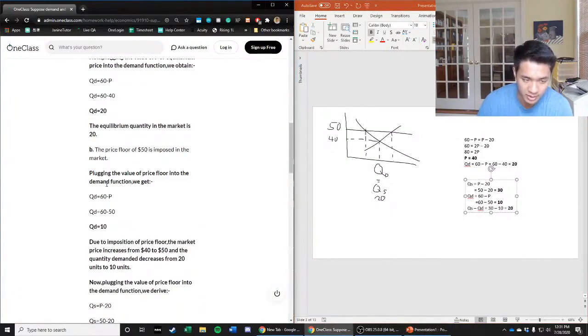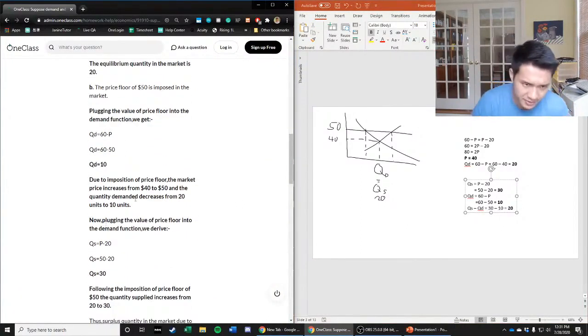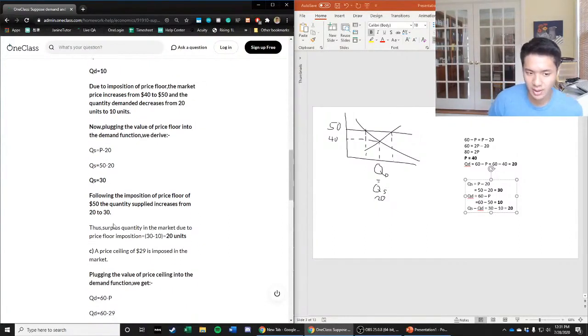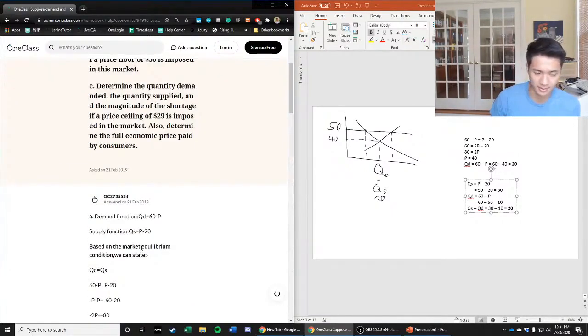Right, plugging the value of the price floor into the demand function, we get 60 minus 50 is equal to 10. Due to imposition of the price floor, quantity demanded decreases from 20 units to 10 units. Now plugging the value of the price floor into the supply function, we can derive P minus 20, 50 minus 20 is equal to 30. And so the surplus quantity is 30 minus 10 is equal to 20. So perfect, we got the same thing.